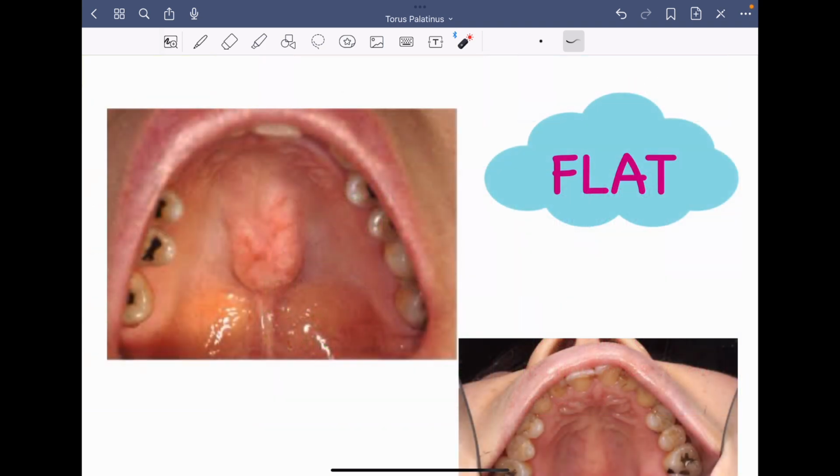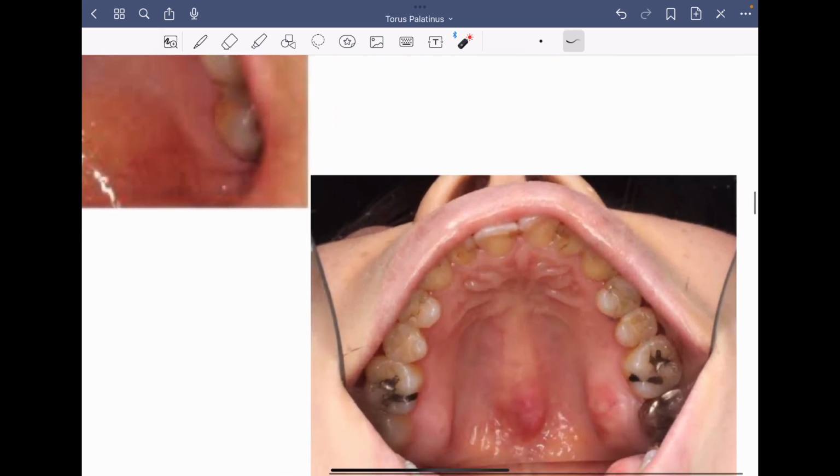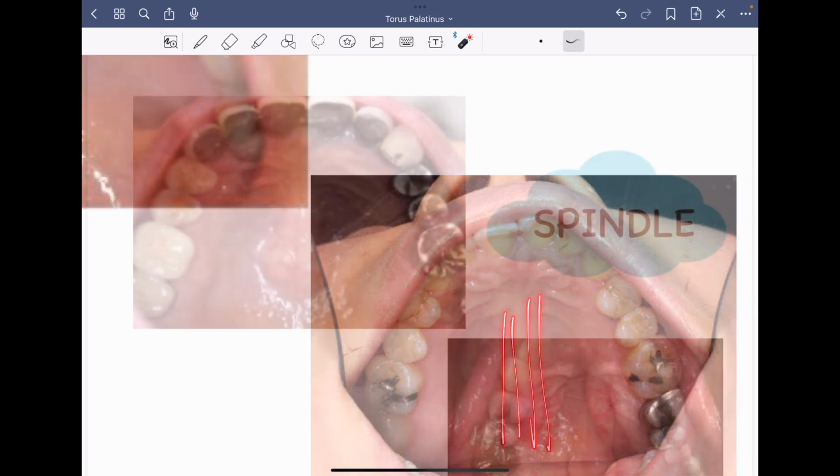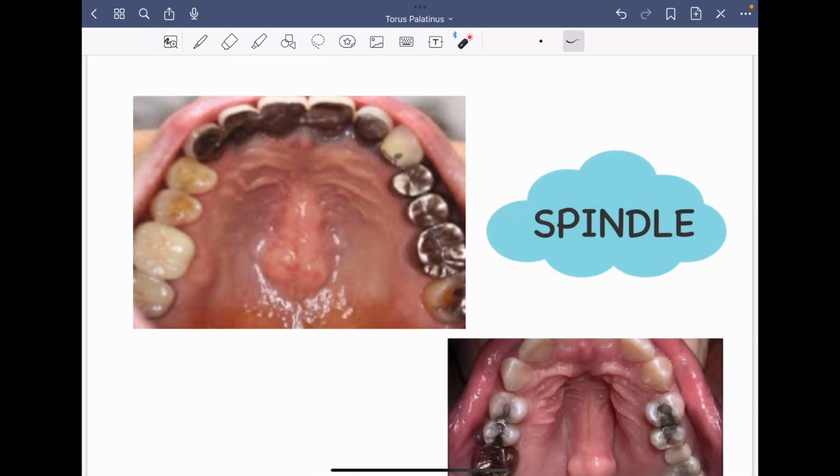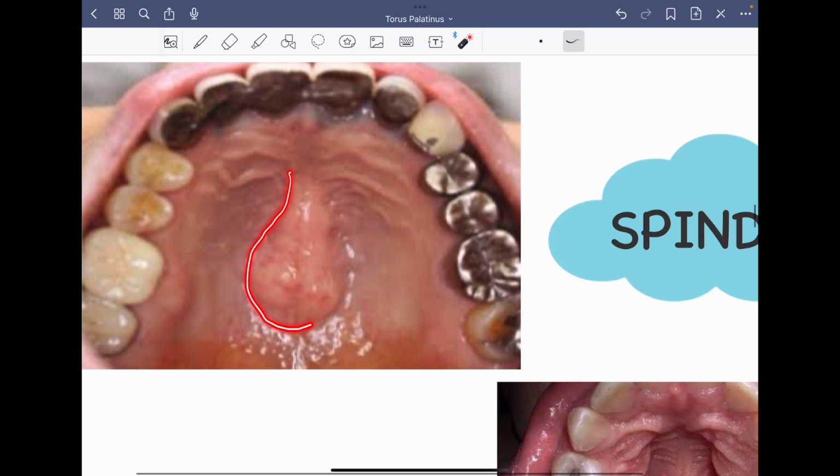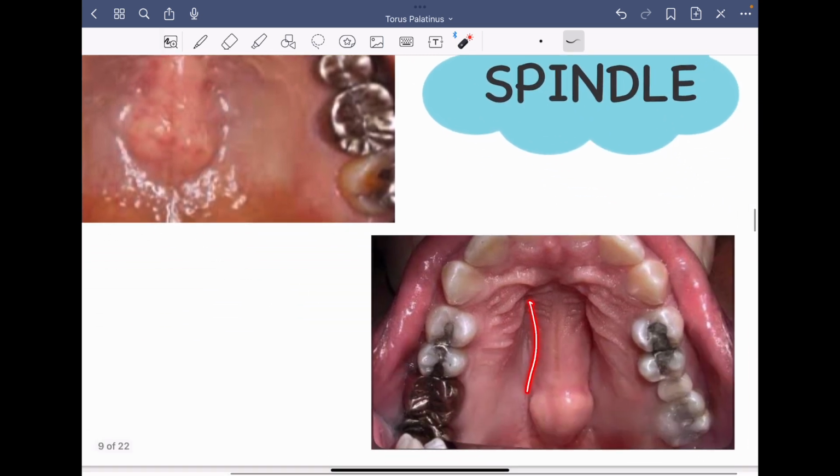So here are the clinical presentations of the flat variety. Here you can see this is your Torus palatinus, which is relatively flat, present along the midline of the palate. Here again, same thing. You can appreciate it very clearly. This is your Torus palatinus of the flat variety. Here you can see clinical pictures of the spindle type of Torus palatinus. Here you can see a spindle shape. Very well you can appreciate it. Here again, same thing, spindle shaped Torus palatinus along the midline.